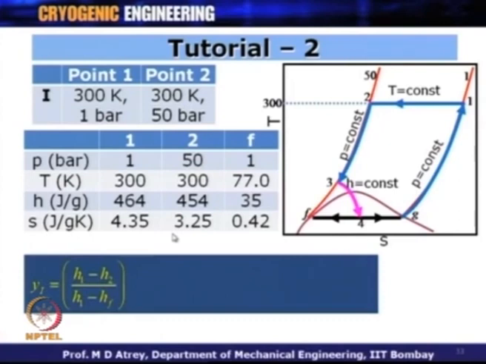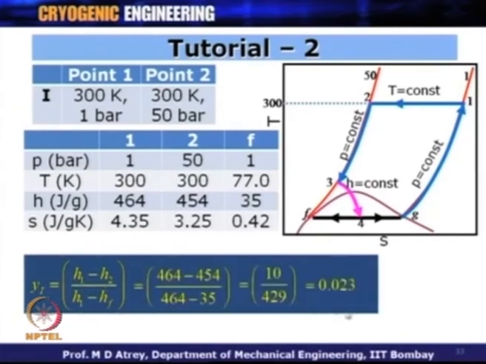So, I can straight away start calculations now. Y for the first case is equal to (H1 minus H2) upon (H1 minus HF). Put all the values over here. What you get ultimately is 0.023. So, for the first case, I am getting a yield of 0.023.